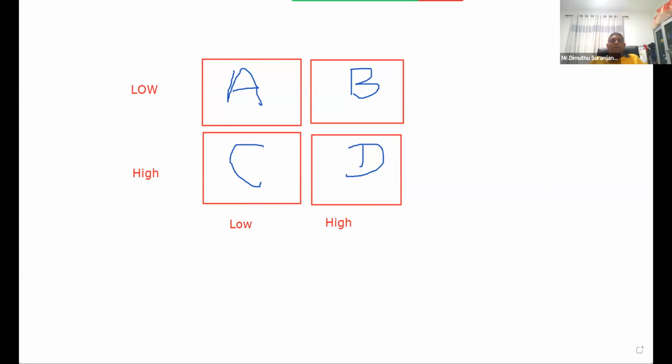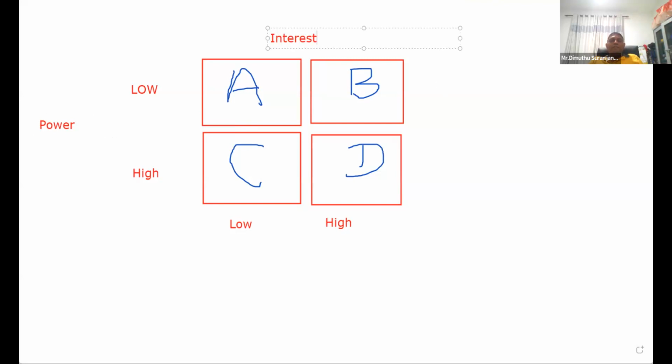So two variables. What are those two variables? Interest, and the other one is power. Take here power, this is power. Then here, interest.